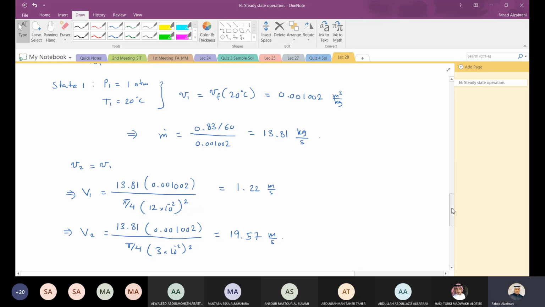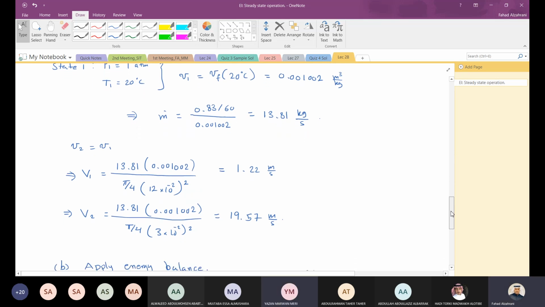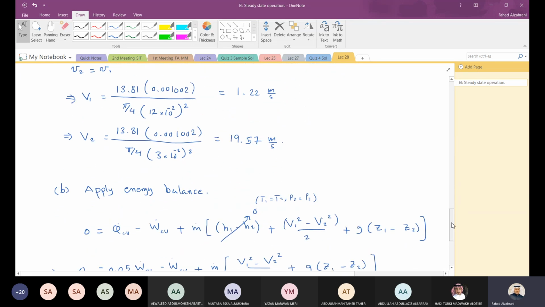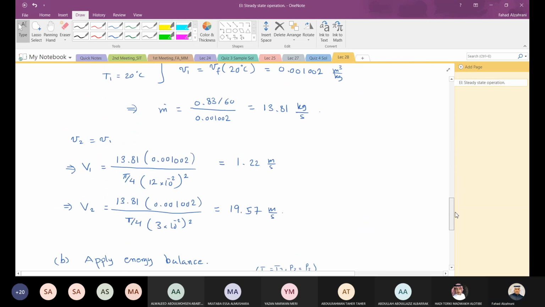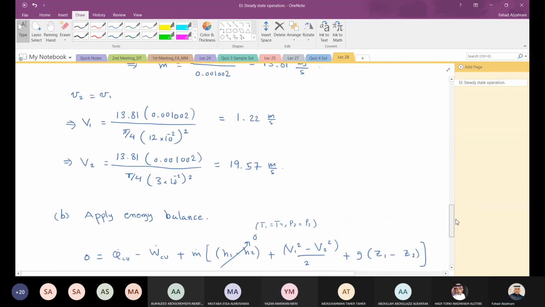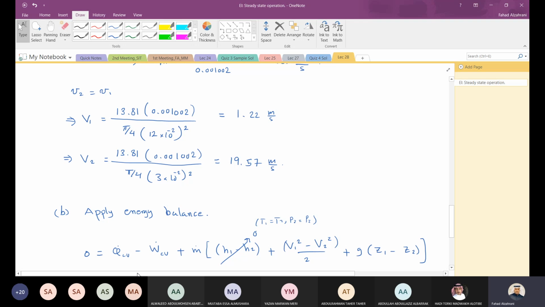Delta E equals 0 for the system. Okay, excellent. This is steady state. I can apply the similar energy balance like the previous example. So I apply the energy balance. If you notice, when I apply the energy balance, I have Q dot minus W dot plus m dot times (h1 minus h2 plus ...). Ya shabab, since temperatures are equal at inlet and exit and pressure is equal at inlet and exit, the enthalpy is also equal. Okay, so h1 minus h2 basically cancels out, so this is 0.